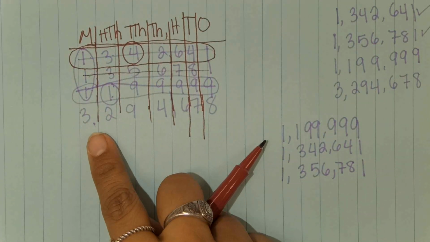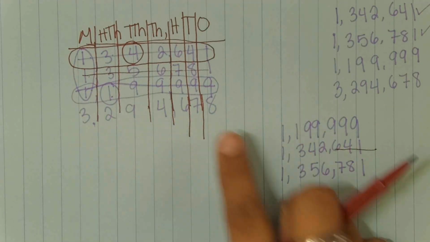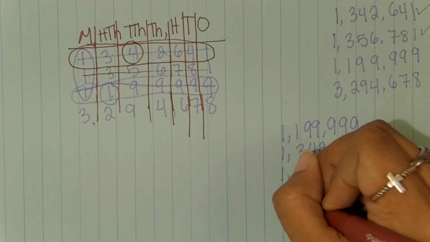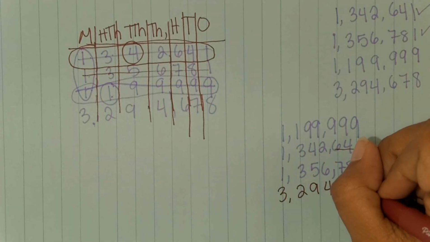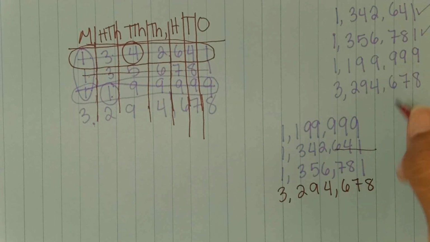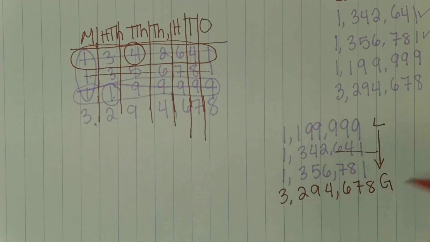Now, does this make sense that this is going from least to greatest, and this is going to be my greatest? Yep, because I have 3 million. So here I'm going to have 3,294,678. This is going from least to greatest.